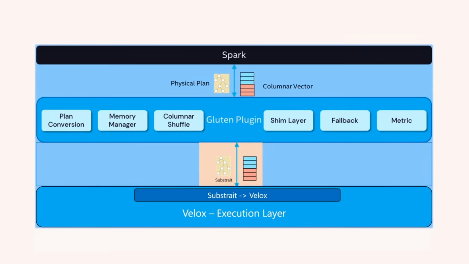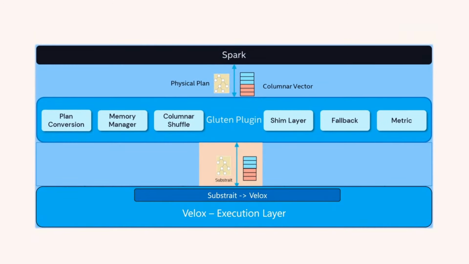Gluten has a few essential components, one of which is a memory manager, an intelligent memory manager that handles on heap and off heap memory allocations without the user needing to explicitly tune or configure these while creating a Spark session. So while Spark ran on row based execution, Gluten works on columnar batches where the underlying data is represented in the Apache Arrow data format. And to support this, Gluten has also created Columnar Shuffle Manager to support shuffle data exchange in columnar format.